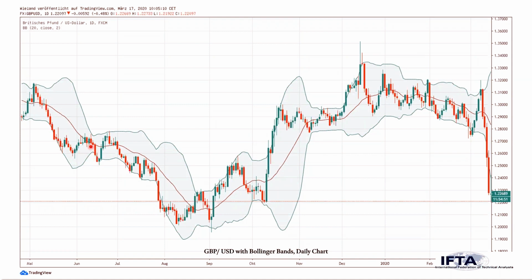I also like this. Price goes outside of the bands, coming back. Outside of the bands, coming back into the bands. Outside, and it doesn't take any longer.